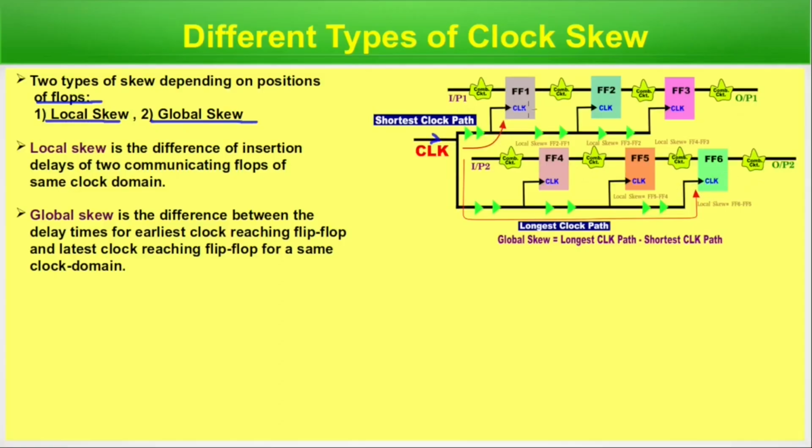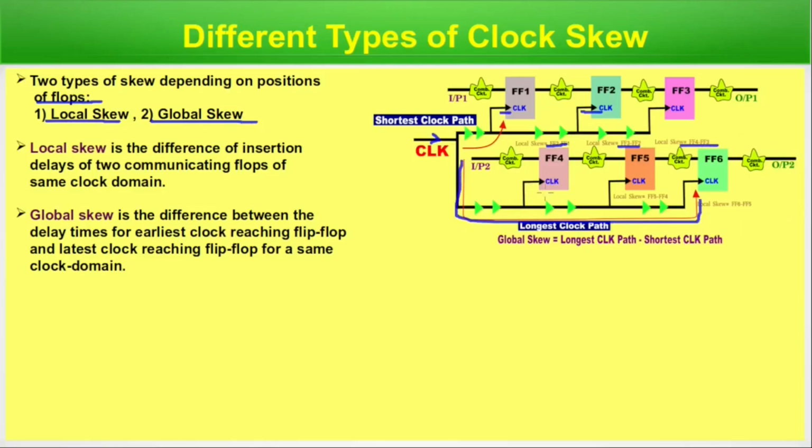So this is the shortest path. As we can see, the signal will travel from this clock to finally reach here, and when the signal is coming to this point and this point, there is a finite difference, that is local skew, FF2 minus FF1. Similarly, FF3 minus FF2, FF4 minus FF3, these are local. Now this is the longest clock path.